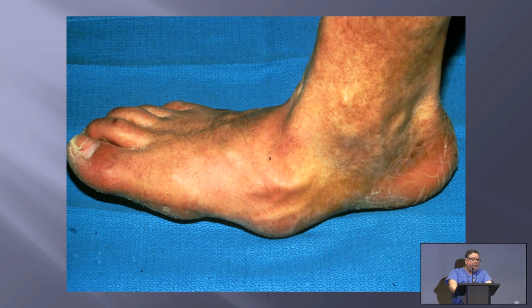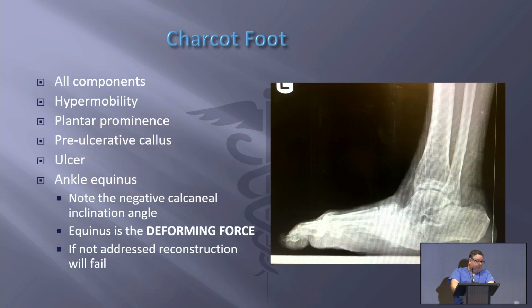Your classic Charcot foot, you see the big plantar prominence there. We know just looking at that, that's going to be a source of an ulcer. This is an X-ray of the Charcot foot. We could see what we call a bayonet deformity, where the forefoot is basically sitting on top of the rear foot. But it deals with all components of biomechanics: hypermobility, plantar prominence, preulcerative callus, ulcerations, ankle equinus.